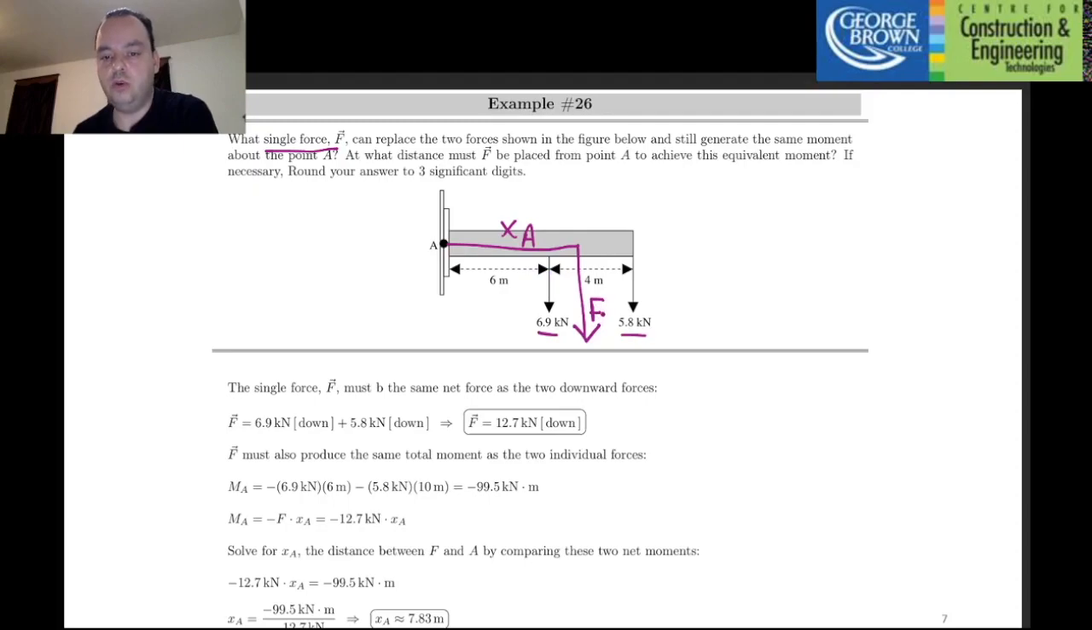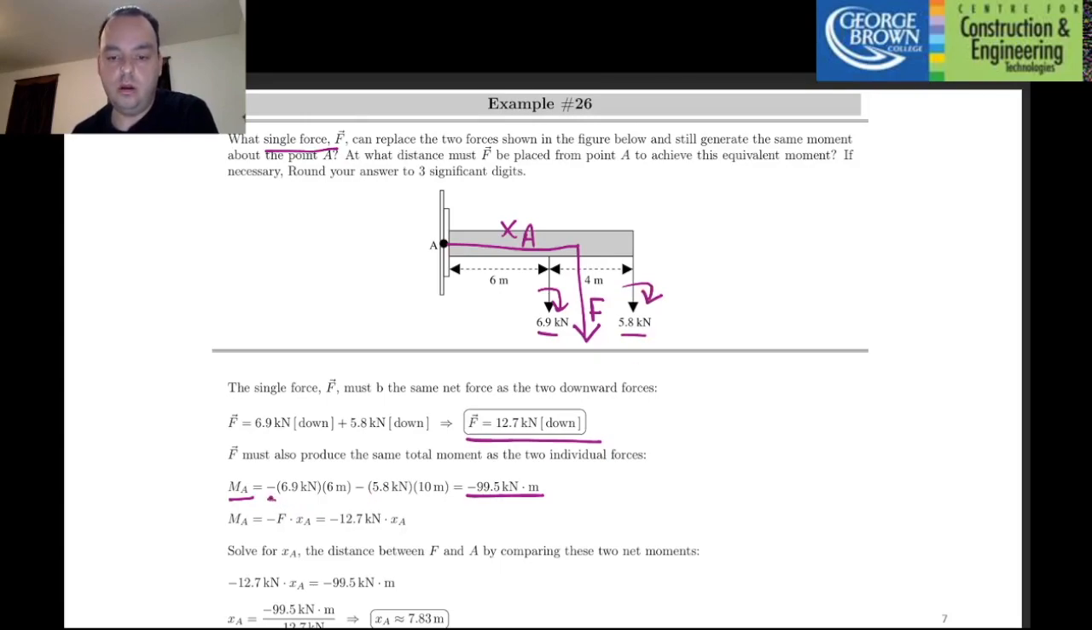Well, F has to have the same total as the two downward forces. So F is very quick to calculate. Notice that F is a vector, and I've indicated a downward direction. Next, if F is to produce the same moment as the original two forces, we could calculate the moment of the original two forces and equate the moment that F produces to that moment. So, here's the moment about A by the individual two forces. It's negative. It's negative because both the 6.9 and the 5.8 kilonewton forces produce a negative moment, or clockwise.